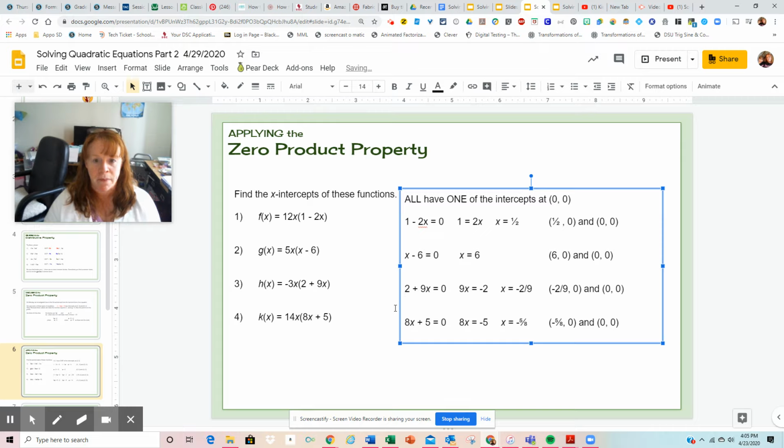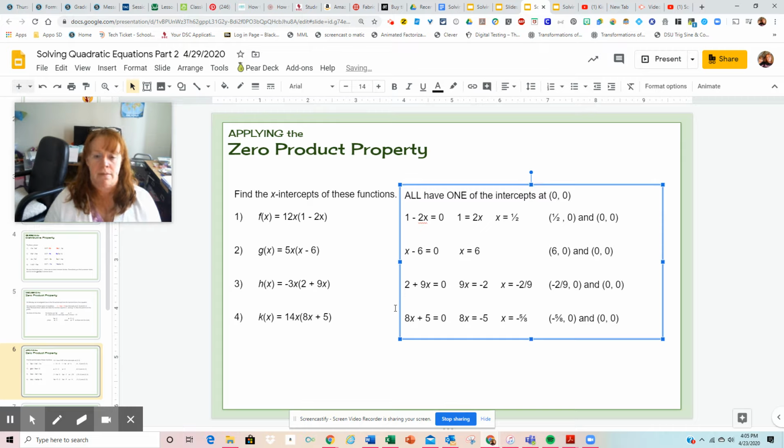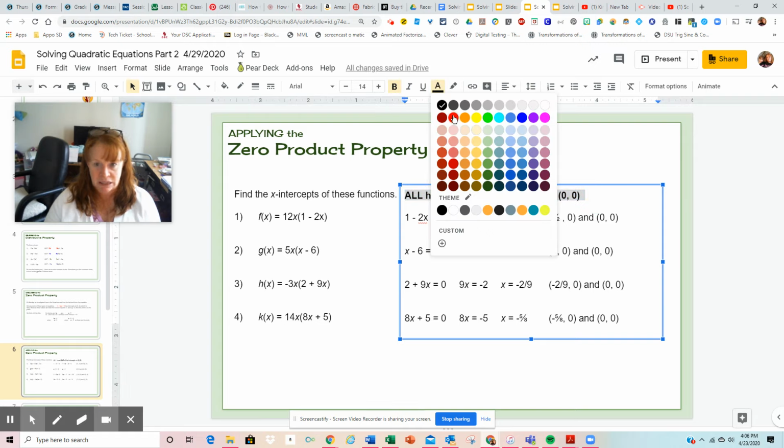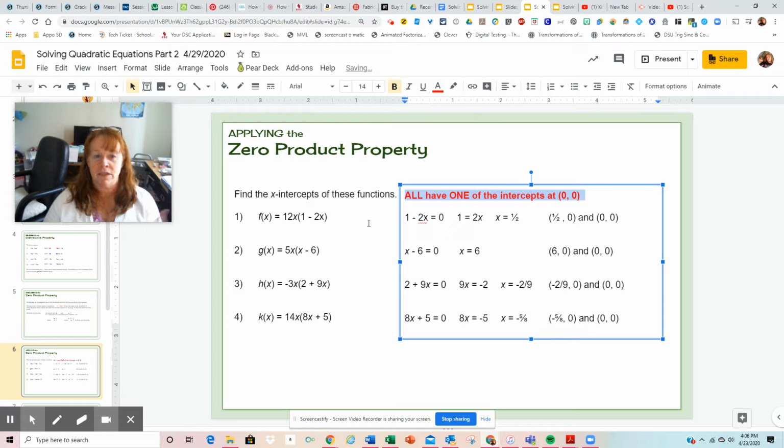Let's separate that a little bit. All of them, one of the intercepts is going to be 0, 0. That will always happen if I have what we call a monomial, one term factored out in front. It will always happen in this case. It doesn't always happen in the previous ones that we have, and it won't always happen in the next ones that we look at. But in this case, this is what happens.